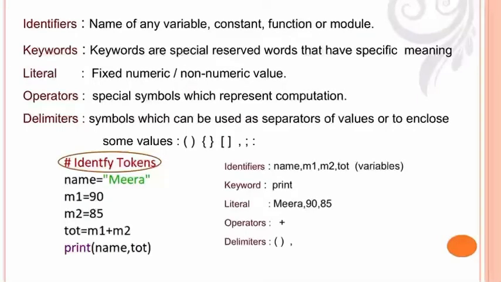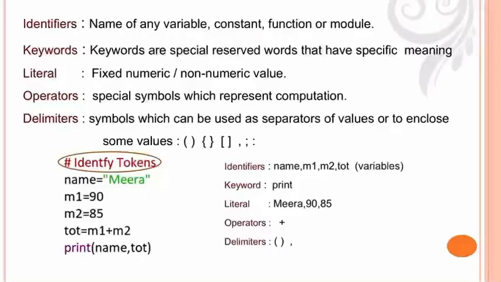Identifiers means variable names: name, m1, m2 and tone. Here the keyword is print. Then literals. Literal means numeric or non-numeric value. Here the literals are Mira, 90 and 85.